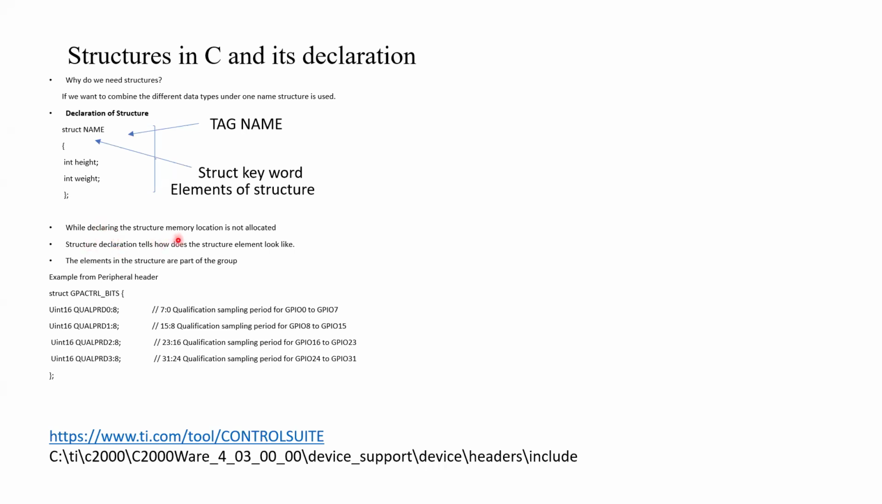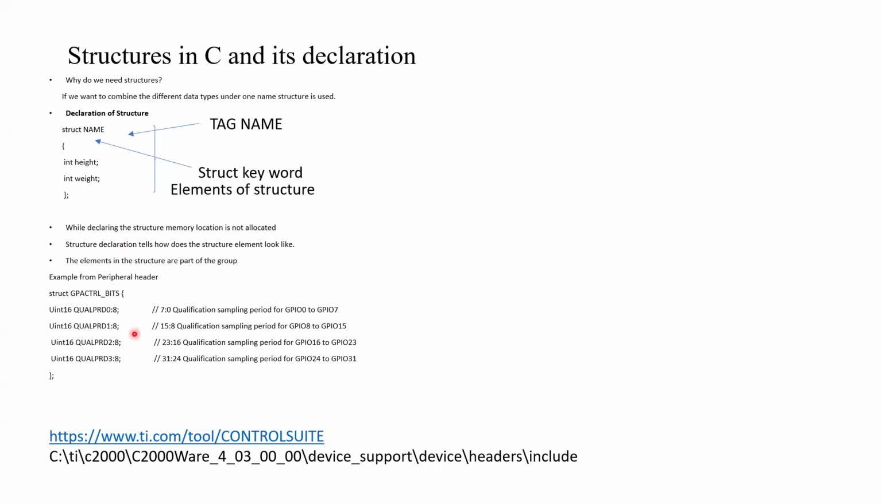While declaring the structure, memory location is not allocated. Please understand, whenever you just write it like this, the memory location is not allocated. The structure declaration tells how the structure elements look. It just says, okay, this is a structure, and how each and every element looks, or what all elements are there inside the structure. The elements in the structure are part of the group, right?